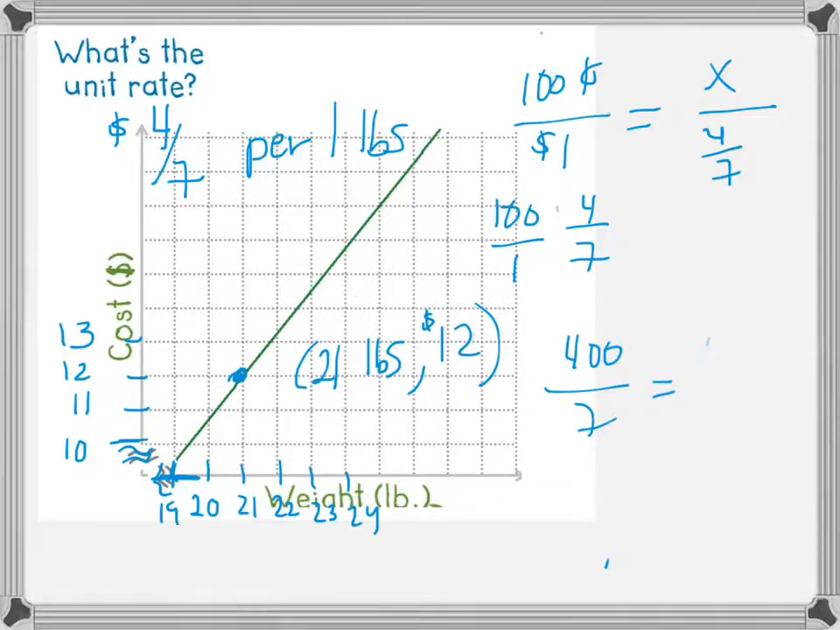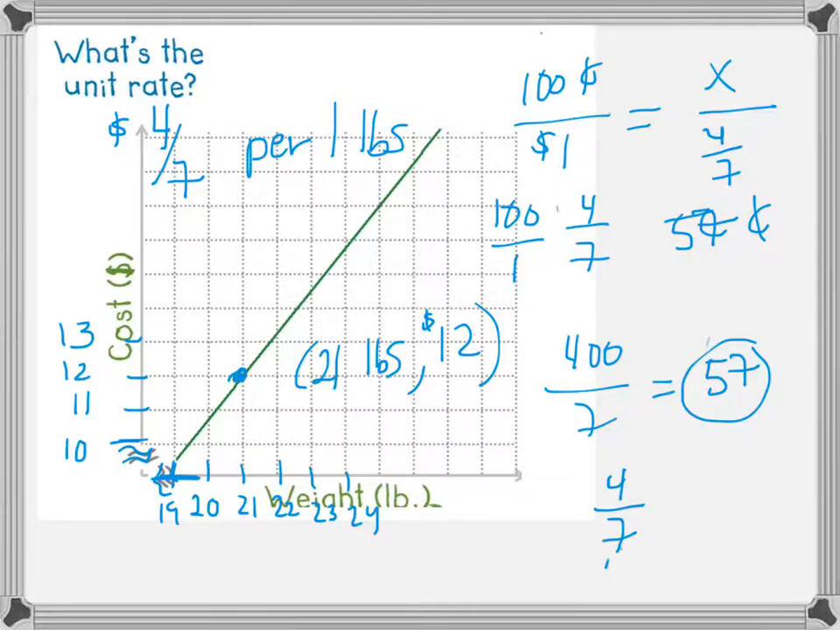That ends up being about 57. I just used a calculator to estimate. It was 57.14, and I rounded to 57. So 4/7 of a dollar is about 57 cents. And that makes sense because 4 is a little bit more than half of 7, and 57 cents is a little bit more than half of a dollar.